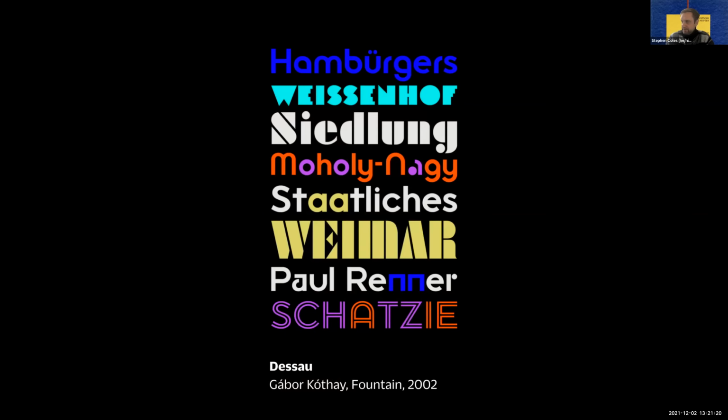And then lastly, as far as digital revivals, this set by Gobor Kothe, who is a Hungarian designer, was released by Fountain in 2002. And he wanted to commemorate other Hungarian designers. There were many at the Bauhaus, including the furniture designer Breuer, Moholy-Nagy, of course, Molnar, Kosik, and so he's obviously also referencing Paul Renner's alternates there. But this is kind of a loose interpretation of some of these things we saw before as a full family.